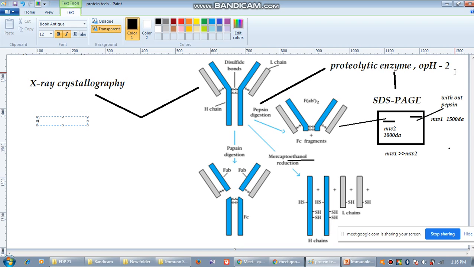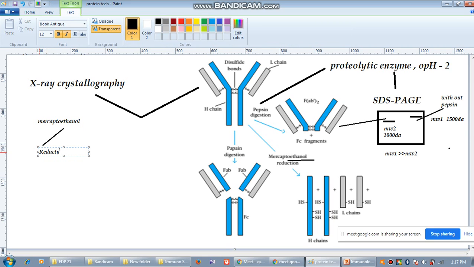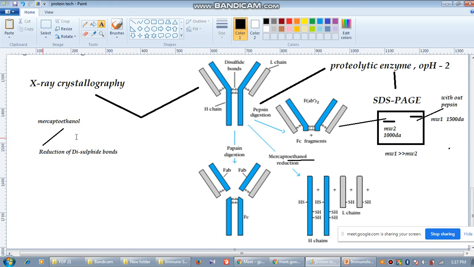Now this time what is happening, we are adding mercaptoethanol. Now what does it do? This also we need to understand. Mercaptoethanol has some specific function. The specific function is, here you write, see, reduction of disulfide bonds. Very very important. Reduction of disulfide bonds. So mercaptoethanol, what it does, it breaks down the disulfide bond.